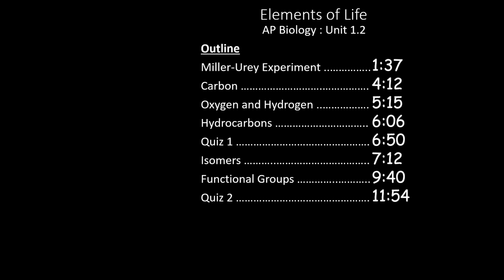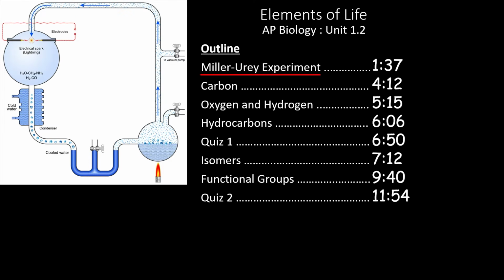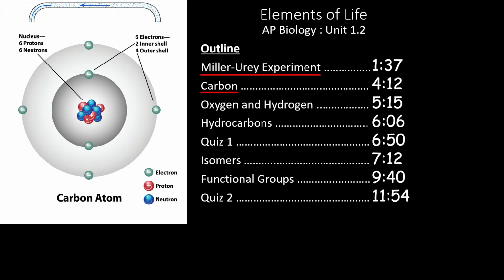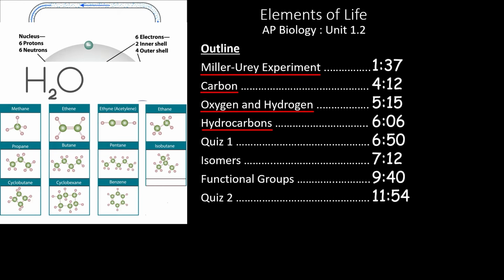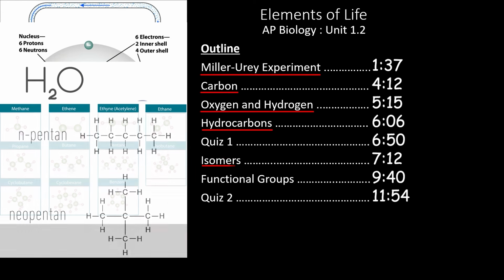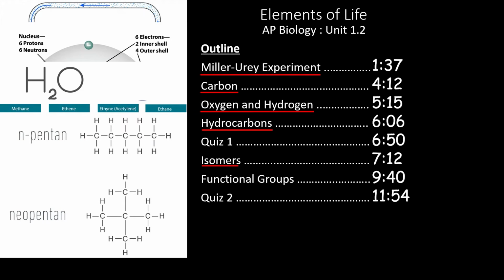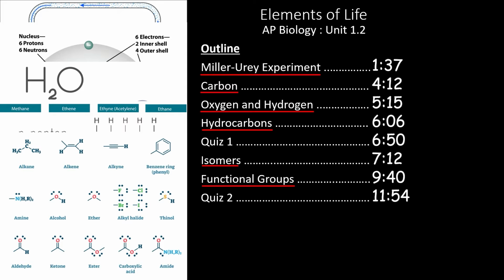This video covers section 1.2 in the AP Biology curriculum, the elements of life. In this video, we'll start by looking at the Miller-Urey experiment, which helped scientists determine which elements were most important to life. Then, we'll examine how carbon forms the basis of most organic molecules, and why oxygen and hydrogen are also important. Then, we'll start to look at how carbon, hydrogen, and oxygen form hydrocarbons, and the role hydrocarbons play in cells. After the quiz, we'll see how different forms of molecules called isomers can create different functions. Finally, we'll take a look at how different functional groups can be added to a molecule to allow it to serve different roles in cells.